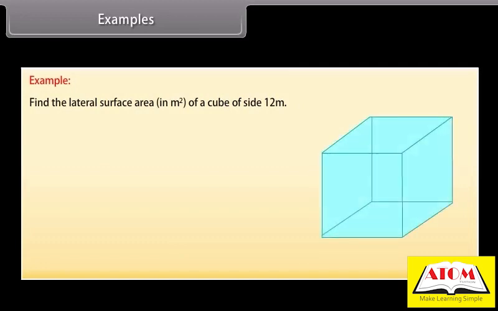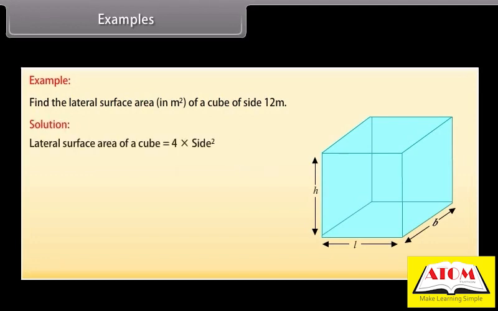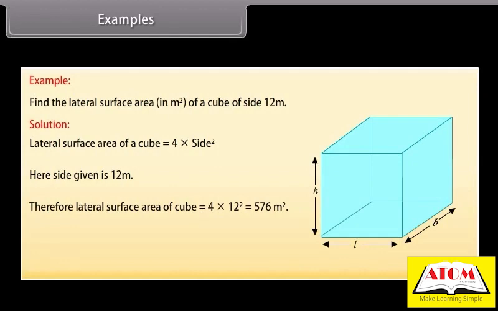Example. Find the lateral surface area in meters square of a cube of side 12 meter. Solution. We know that the lateral surface area of a cube is equal to 4 into side square. Here the side given is 12 meter. Therefore, lateral surface area of the cube is equal to 4 into 12 square, which equals 576 meters square.